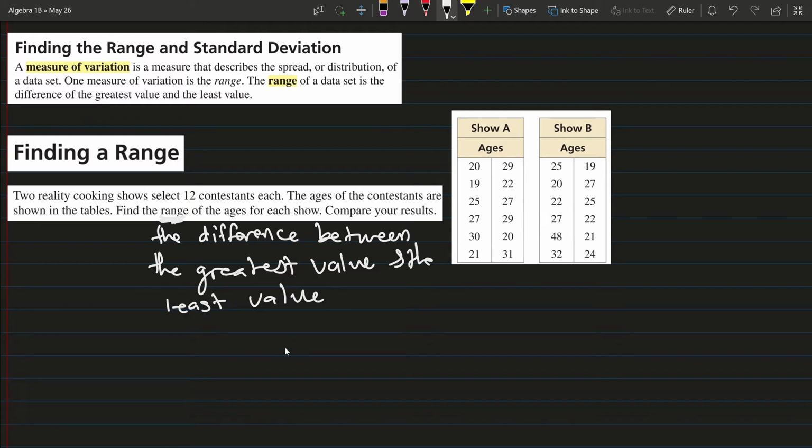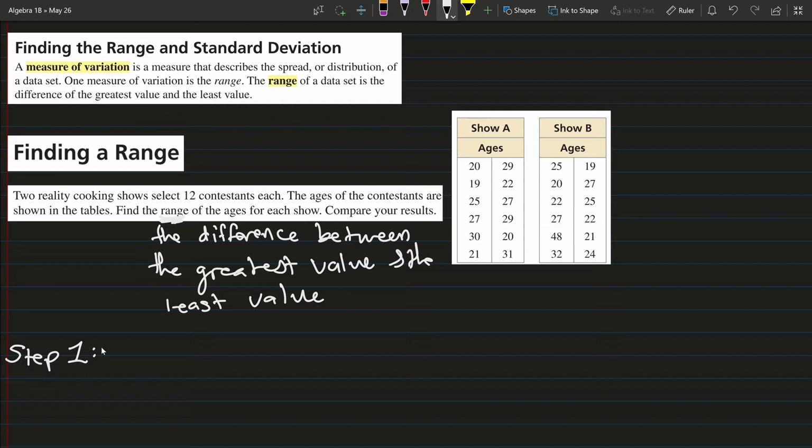Right? So for this question, the first thing we're going to need to do is, let me write this down here, step 1. The steps that I show you right now will apply to both of them, right? These are two different shows. So step 1, we're going to order it from greatest to least.